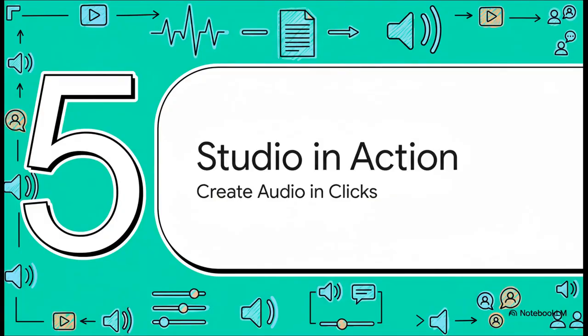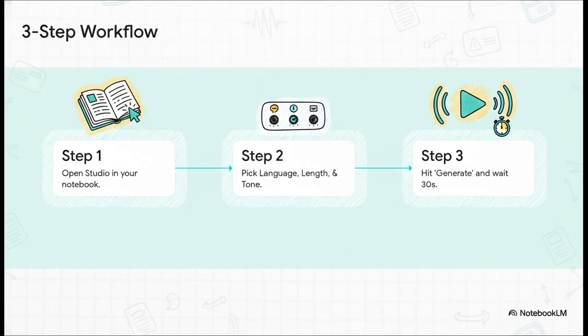Okay, so you can see how powerful this is, but how hard is it to actually use? The answer is, it's incredibly simple. Let's just walk through the process, which is really just a few taps inside the NotebookLM mobile app. It really is this straightforward. First, you open your notebook and tap on the Studio feature. Then, you just make your picks. You choose your language, your length, and your tone. And finally, you hit Generate, and about 30 seconds later, your new audio is ready to go.